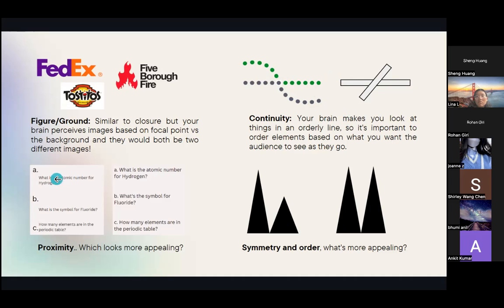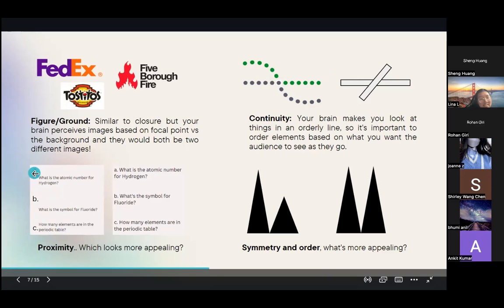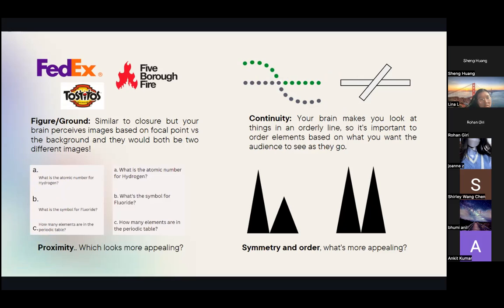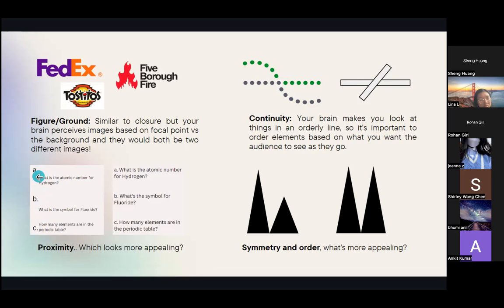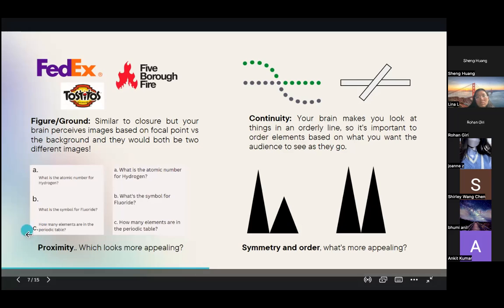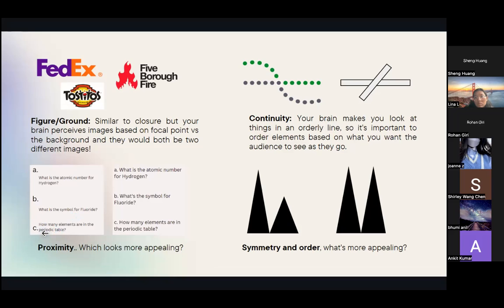Now for proximity. Which looks more appealing? I gave an example for chemistry. You can see A, B, C. Let's say these are test questions from badly printed tests: what's the atomic number for hydrogen? What's the symbol for fluoride? How many elements? So this A is supposed to be for the question about the atomic number, while B is supposed to be for the symbol for fluoride, and C for how many elements. So in your opinion, what looks a little more appealing or organized to you? I would like to invite you guys to answer this question in chat or out loud.